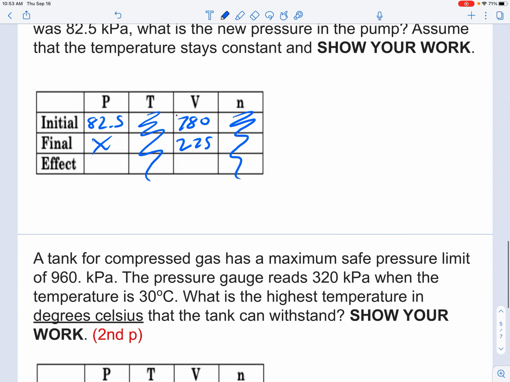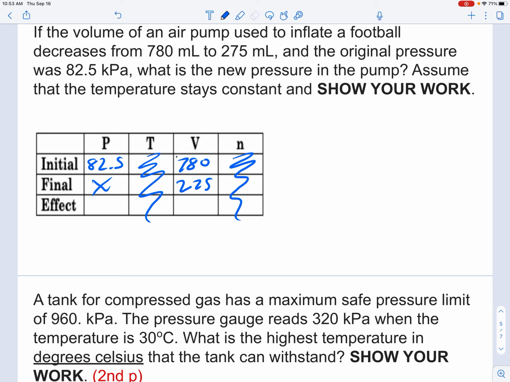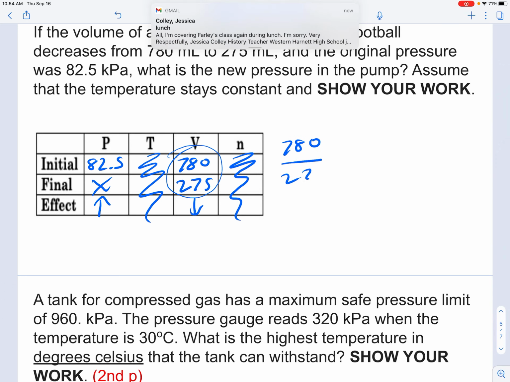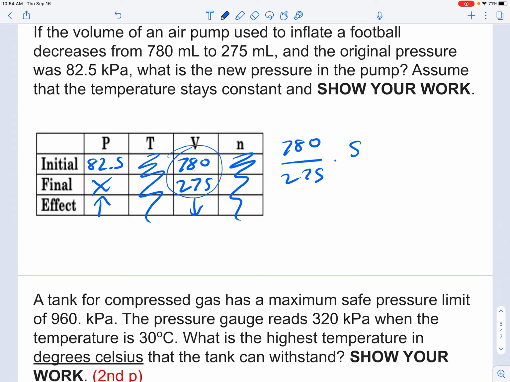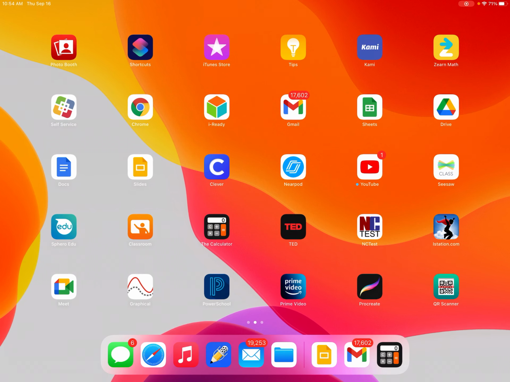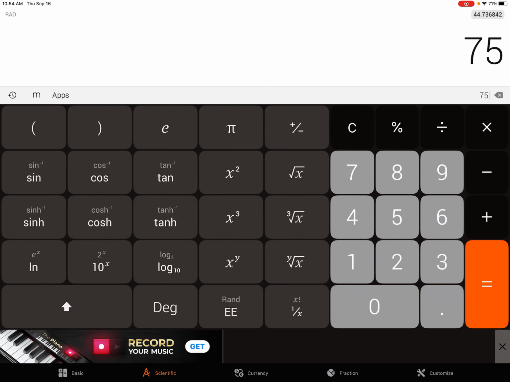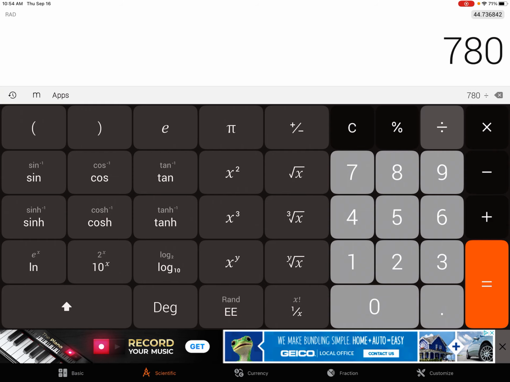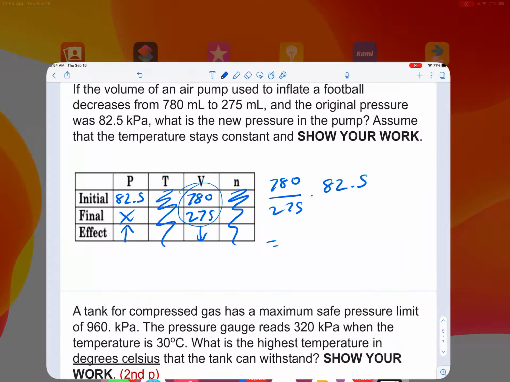So look at volume. Volume is going from 780 to 275. Volume is going down, but pressure is inversely related to volume. Volume goes down, pressure goes up. The fraction I need to create with these two numbers has to be an improper fraction, because only an improper fraction is going to make my number go up. So 780 over 275 times by 82.5. Let's get that. I'll work this one up. 780 divided by, oh, forgot what it was.